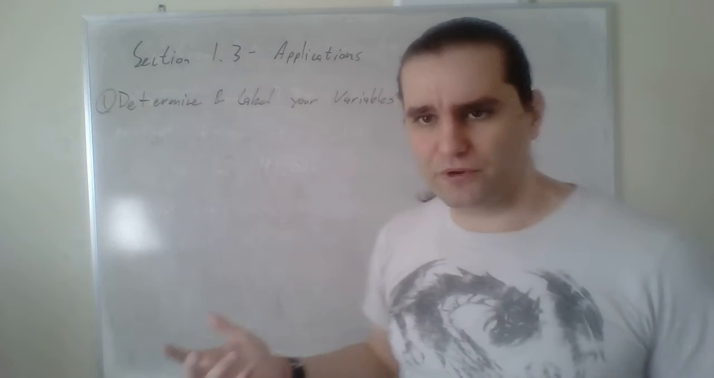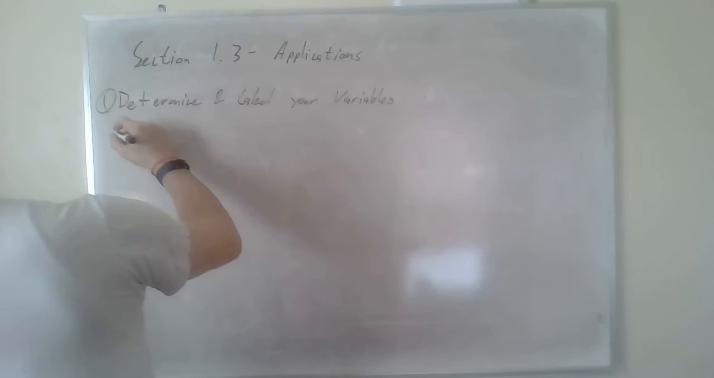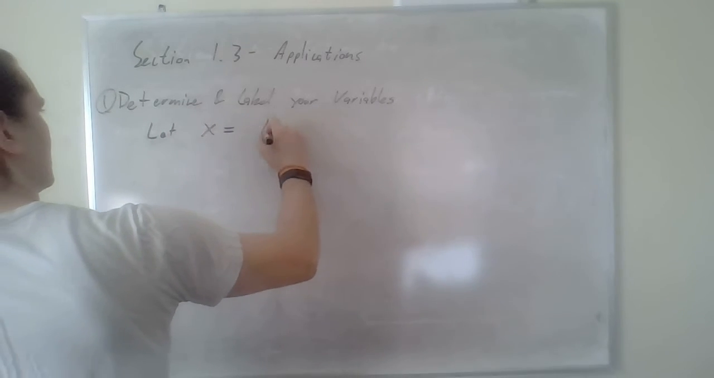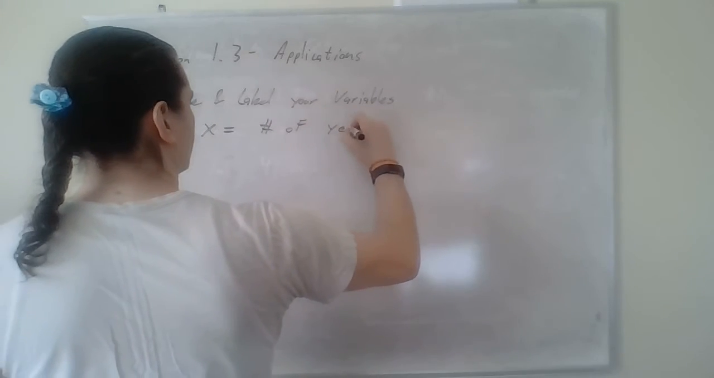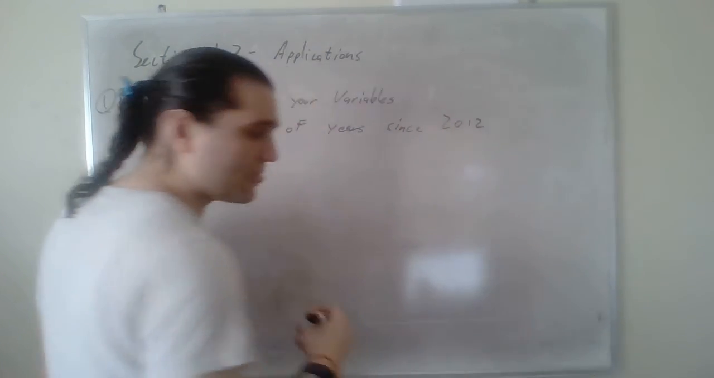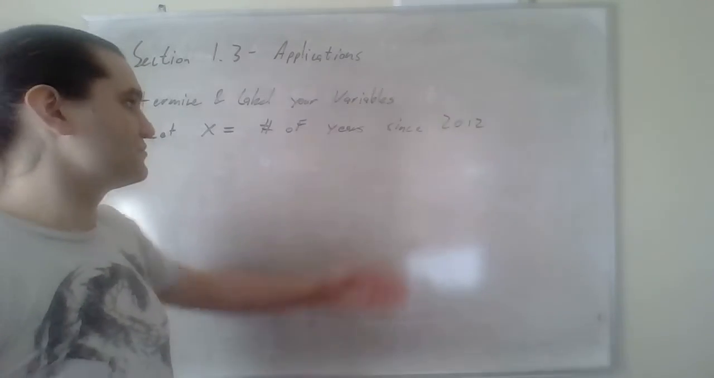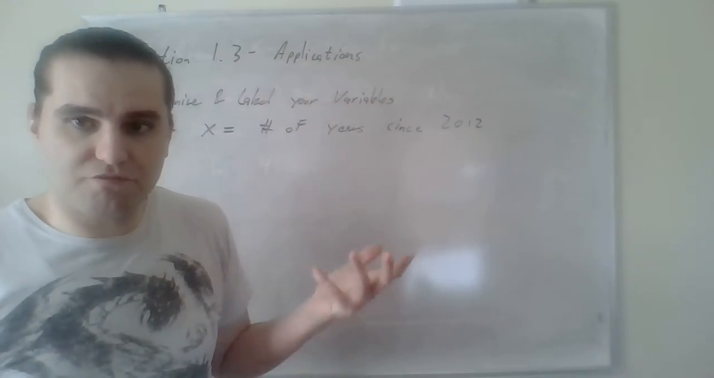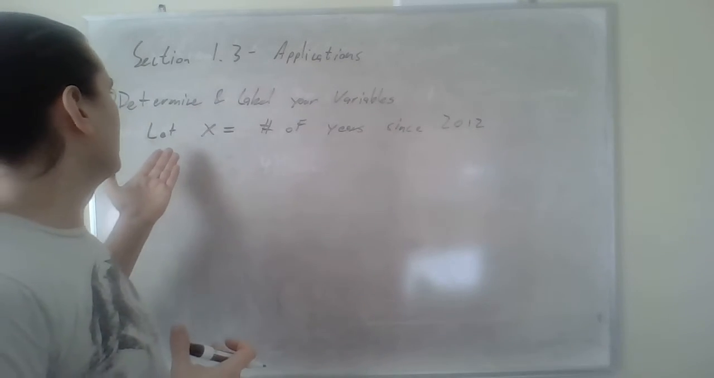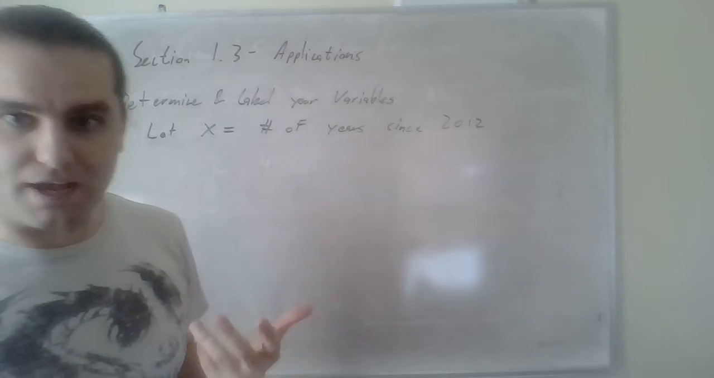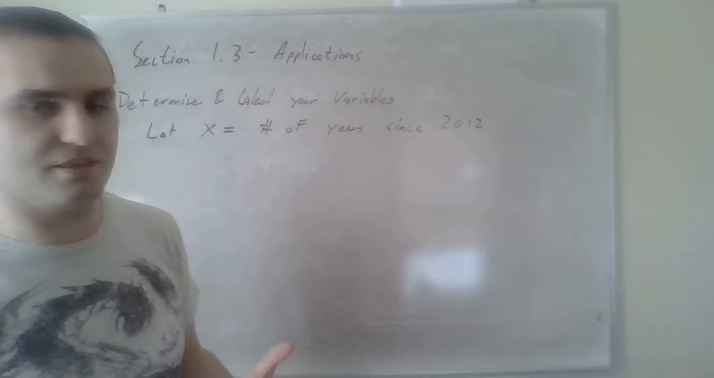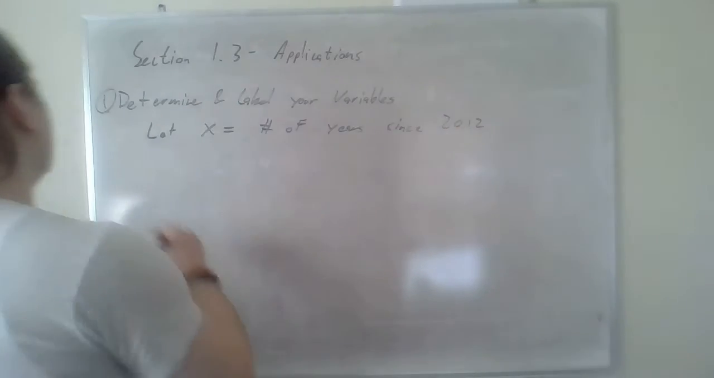And we need a name for it. I'm just going to call it x. So for our problem, we're going to let x equal the number of years since 2012. So when x equals 0, that means we're in 2012. If x equals 4, that means we're in 2016. Now that we have this thing established for x, now we can start talking about the relationship between x and the other variables that we have going on here.